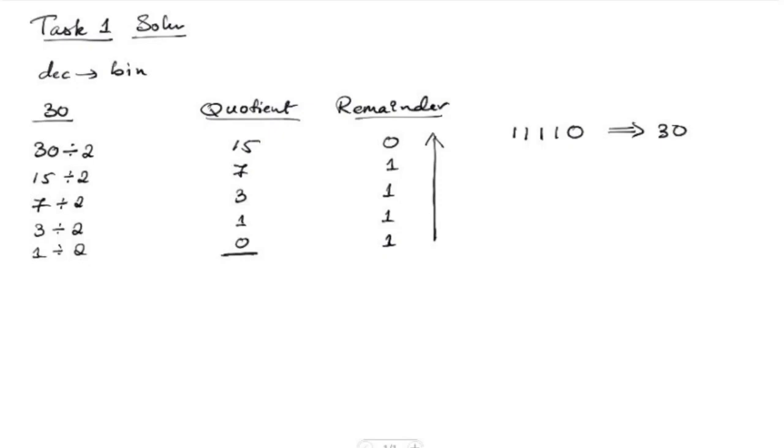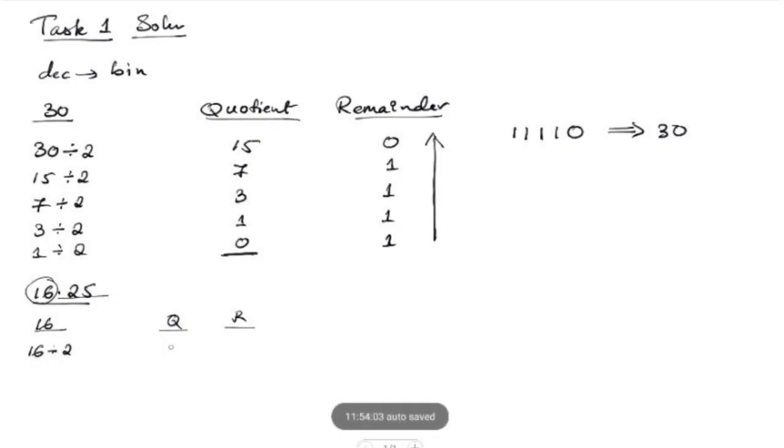Okay, now the second number given to us was 16.25. So how to convert this to a binary number? We'll take only the integer part at first and then we'll work with the decimal part. So taking the integer part, we have 16, and we'll divide 16 every time by 2 and note down its quotient and remainder. So 16 divided by 2 is 8 and the remainder is 0.